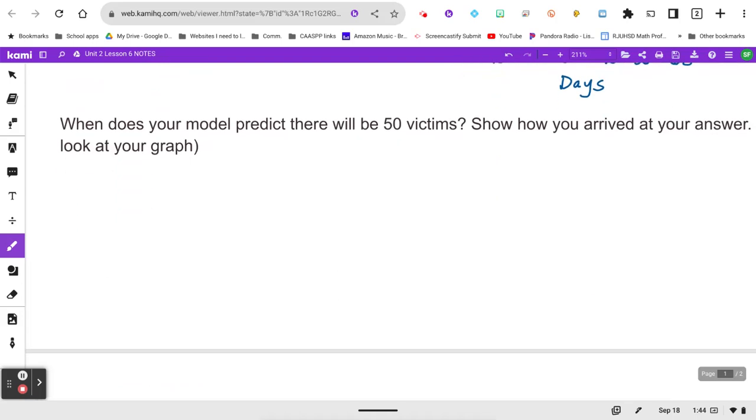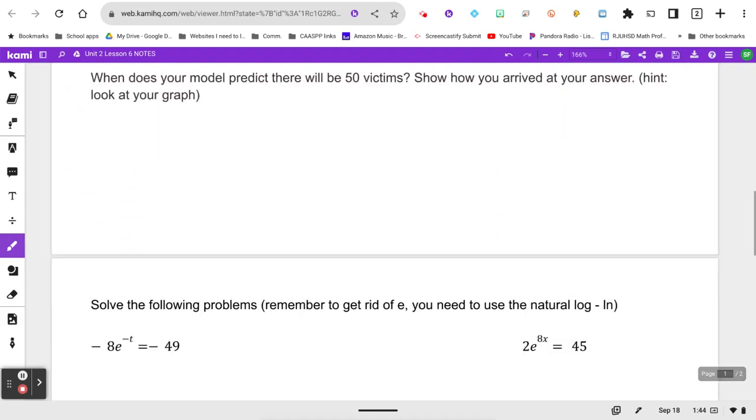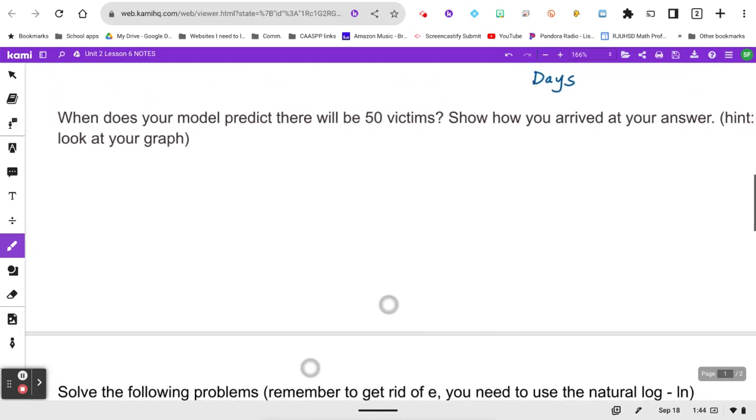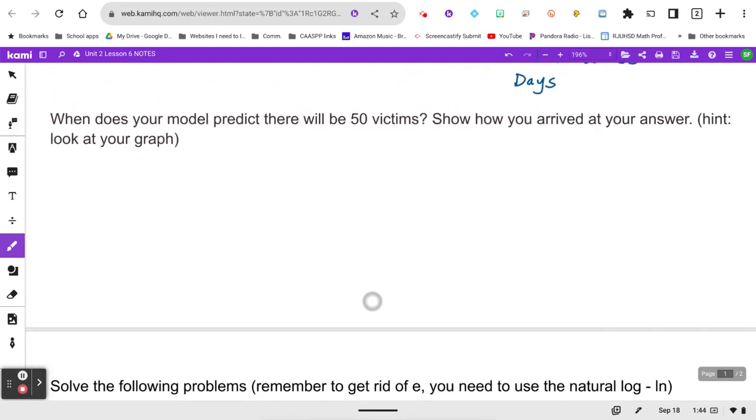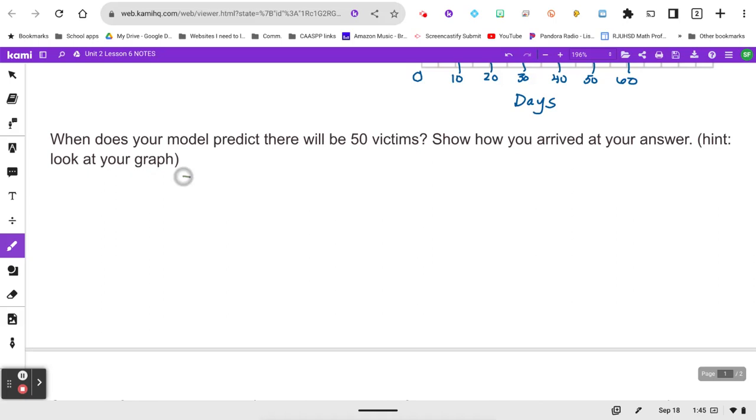Okay. So the question says, when does your model predict there will be 50 victims? And show your answers. You could look at your graph. We could look at it, but we're also going to check to make sure we get about the same. Well, our graph is a little too small, but you could look at it on Desmos. So we want to see when they're going to have 50. And then we write our original equation.